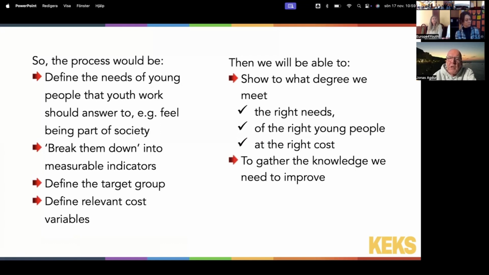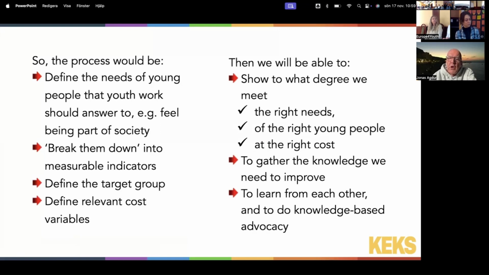To gather the knowledge we need to improve and to learn from each other and do knowledge-based advocacy and development. Because if we have common indicators and a common way to do follow-up, you could learn from each other. If you have many youth centers in Poland, for example, having the same kind of system for documentation and follow-up, you will most likely find out that some youth centers are good at some things, but not so good at others, while others are good at the other things, but not so good at the first thing. And then you could learn from each other. But then you need to have this kind of sustainable information based on the same quality indicators.